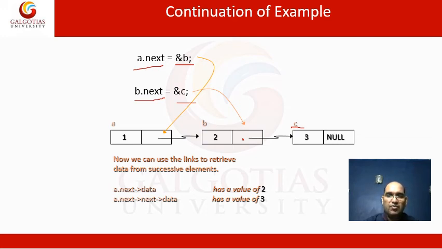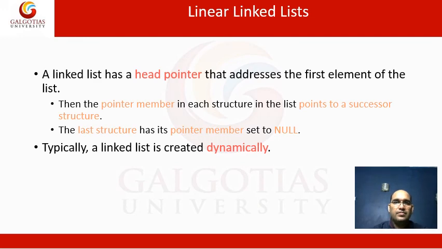If you want to access all the elements, suppose this list is very long, we can access the data after a node. We can go to b by using this address, then at b we can access this node using the address of c, and so on. A linear linked list has a header pointer that addresses the first element of the list. The pointer member in each structure is the list pointer to the successor structure. The last structure has its pointer member set to null. Typically a linked list is created dynamically.